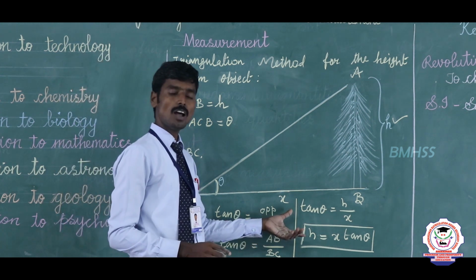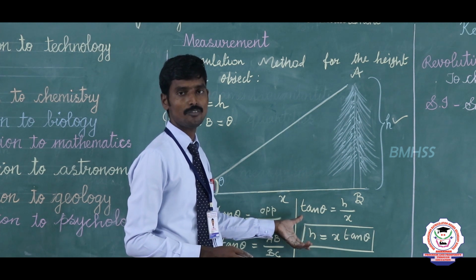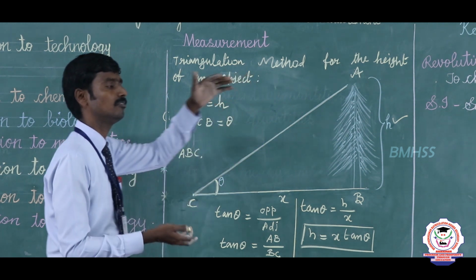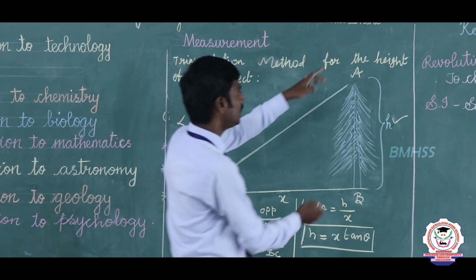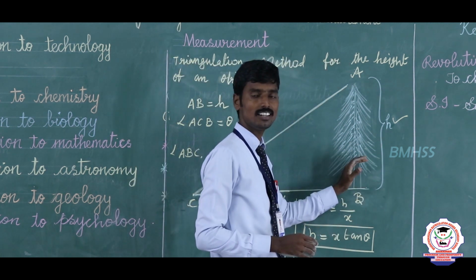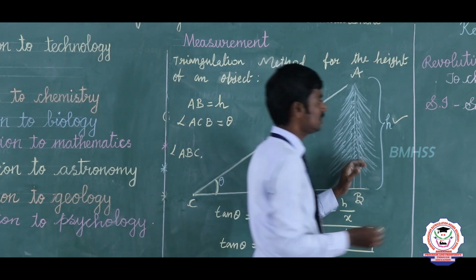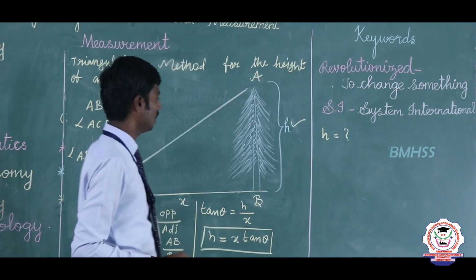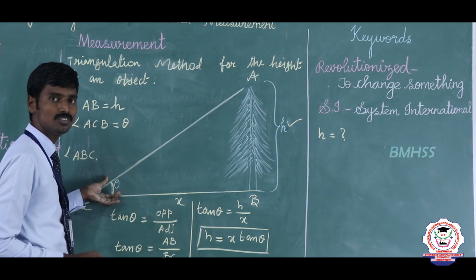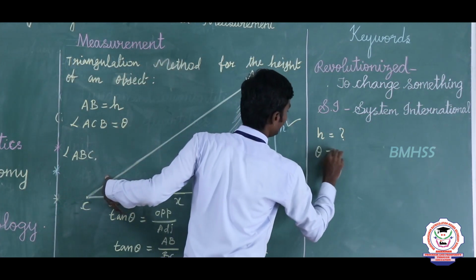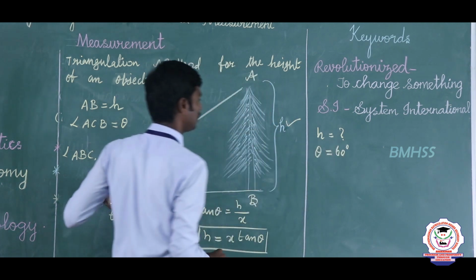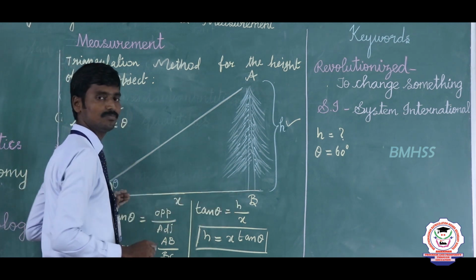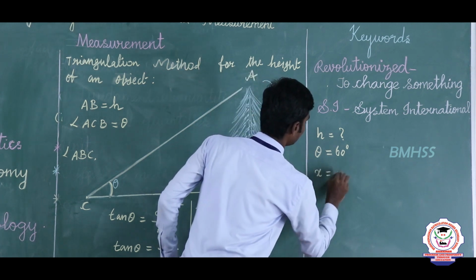See, one problem, NEET and IIT problems are based on this formula. Let us consider one tower. The height of the tower AB, same value, AB equals h. That value only I am going to find out here. The height of the tower h equals question mark. The angle of elevation theta value is given. For example, theta equals 60 degrees, the angle of elevation. The next one is the horizontal distance, a known value, that means x equals 50 meters.